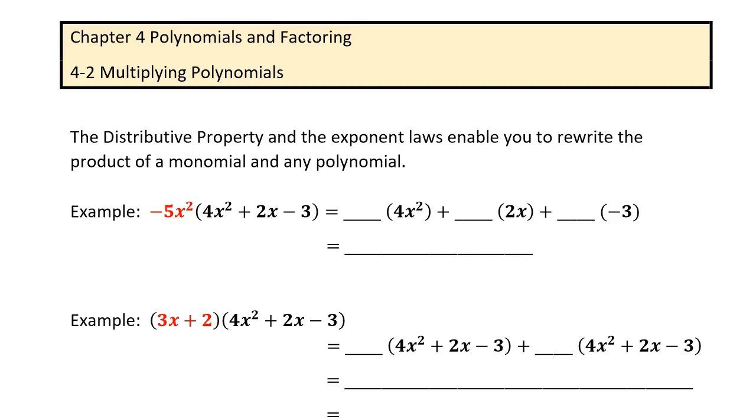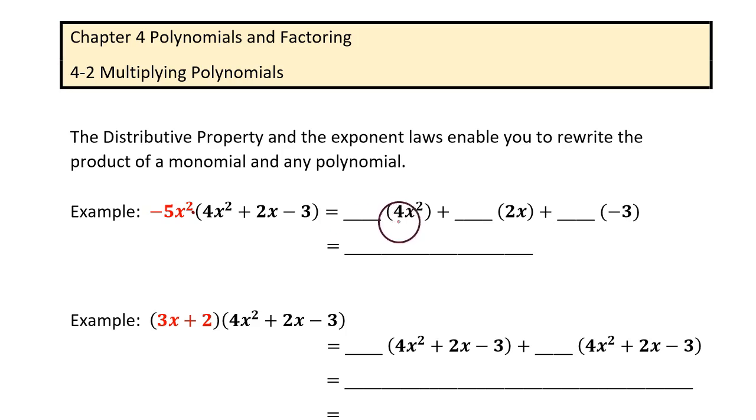This video is for section 4-2, multiplying polynomials. The distributive property and the exponent laws enable you to rewrite the product of a monomial and any polynomial. Here's an example. In red ink is a monomial. It's being multiplied to the polynomial that is in black ink.